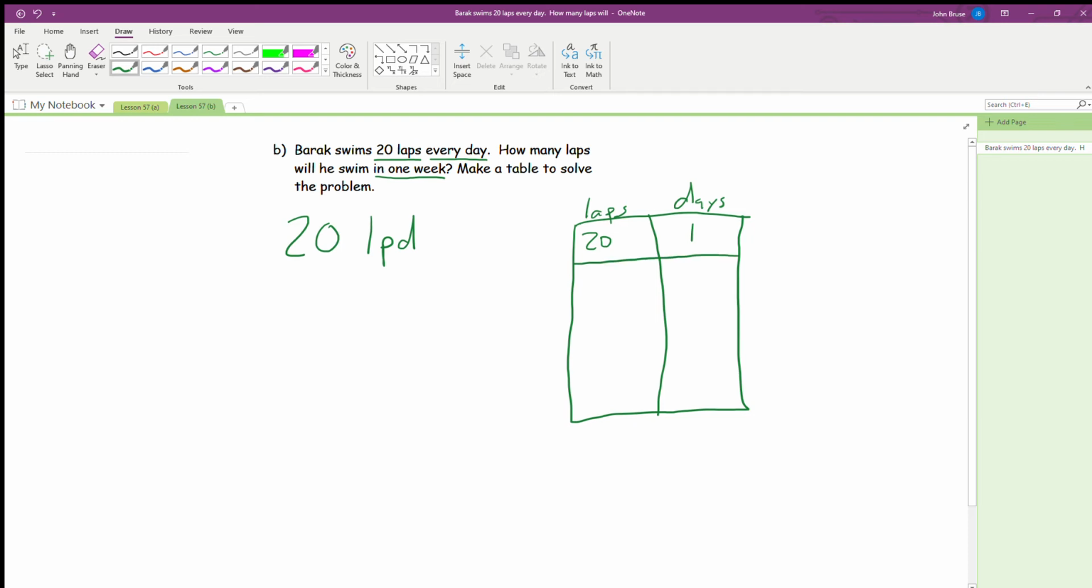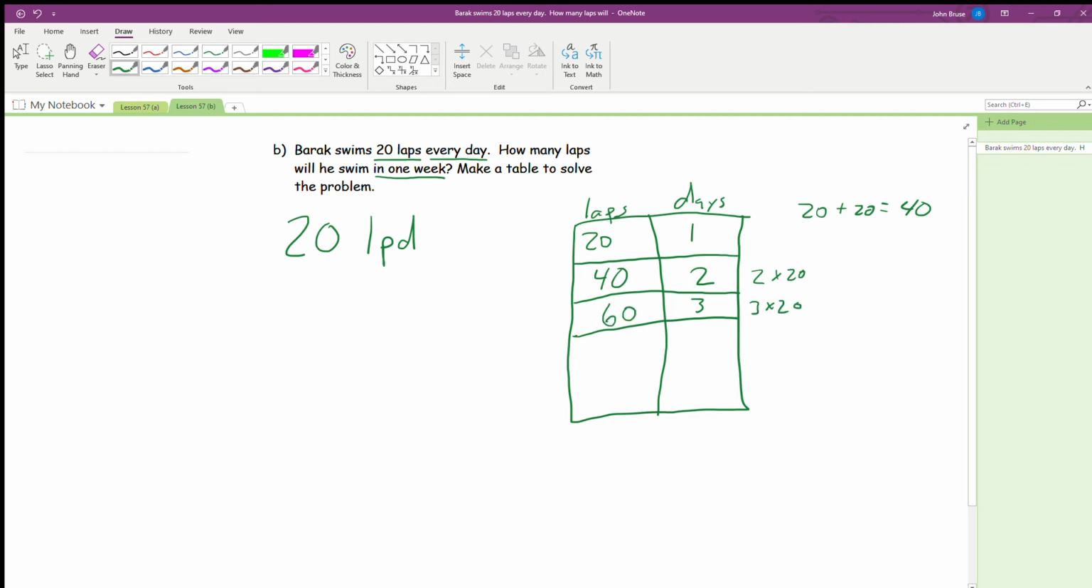In 2 days, well, he would do 20 laps plus 20 laps. So it's 20 plus 20. And that's going to be 40. So he does 40 laps in 2 days. And we could see from our last problem that we're going to have a multiplication thing going on here. 1 times 20 is for 1 day. 2 times 20 is for 2 days. This is 2 times 20. And then for 3 days, we would do 3 times 20, which gives me 60 laps.